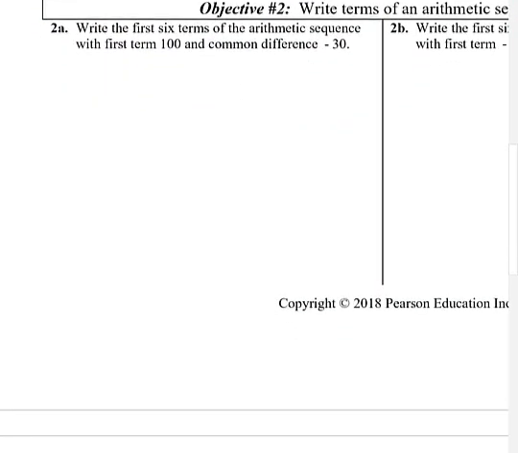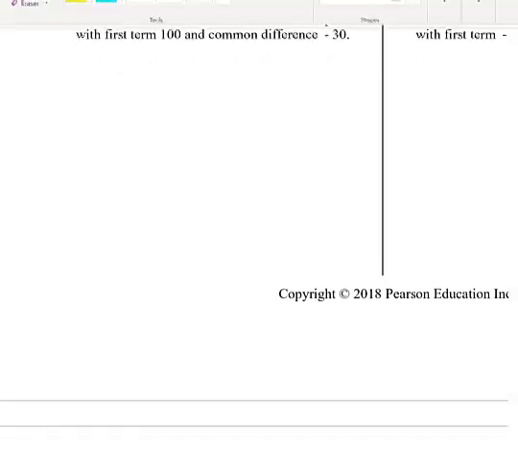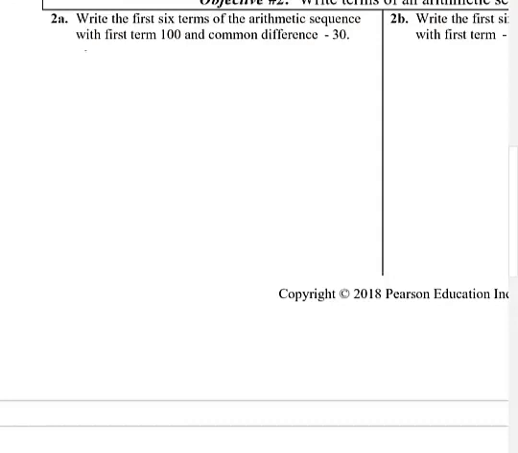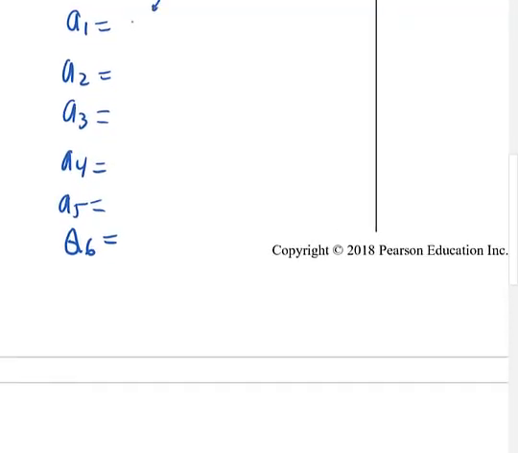Now, for the next objective, they're just describing this sequence. We don't have to find the general term yet. They said, write out the first 6 terms. So we want A1, A2, A3, A4, A5, A6. The first 6 terms of the arithmetic sequence whose first term is 100, and the common difference is negative 30.